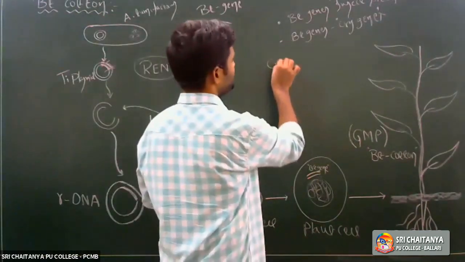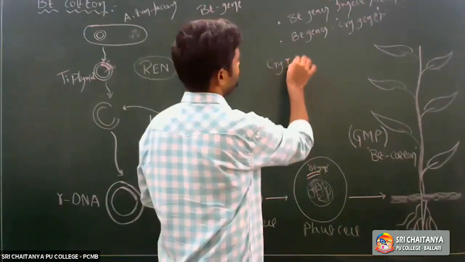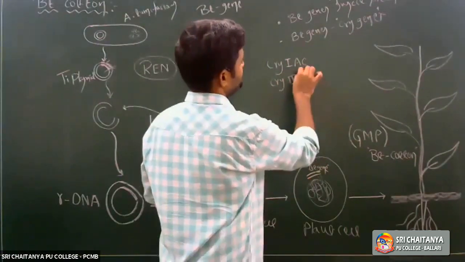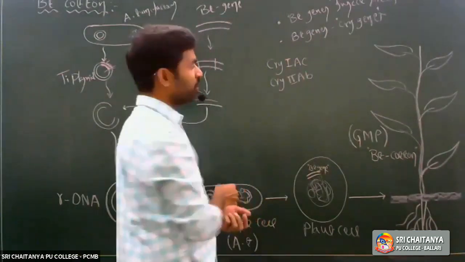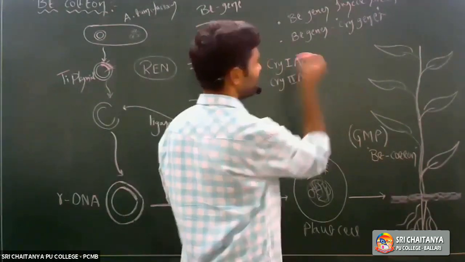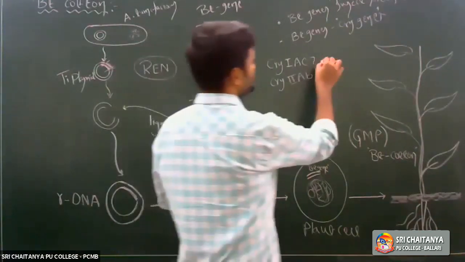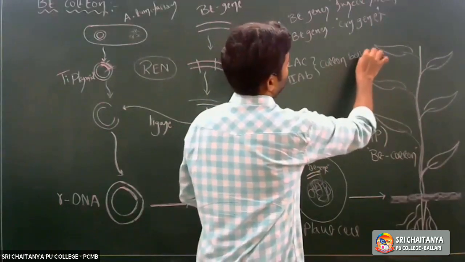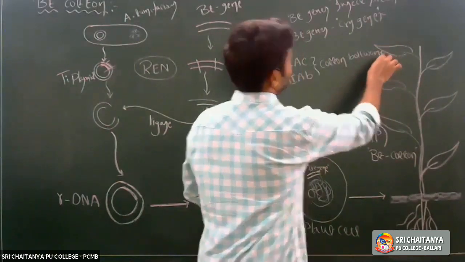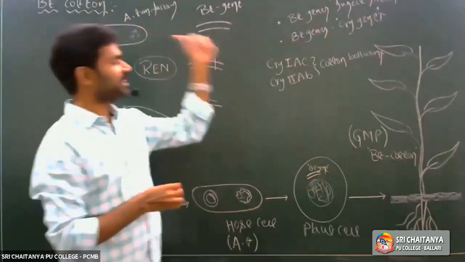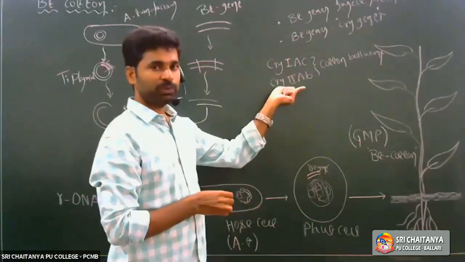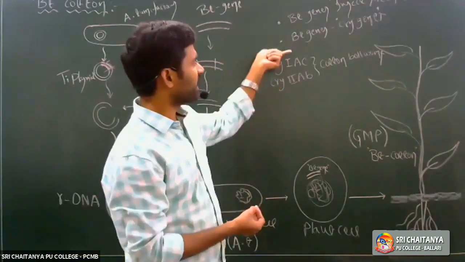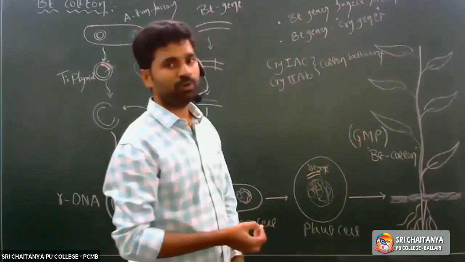For example, you can take cry1Ac and cry2Ab. These two types of cry genes or Bt genes control cotton bollworms. So cotton bollworms are controlled by which Bt genes? Cry1Ac, cry2Ab. Cry means crystals, Bt crystals, Bt toxins. So cry1Ac and cry2Ab control cotton bollworms.